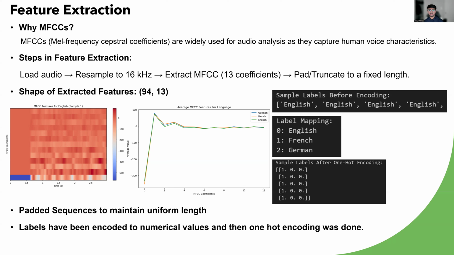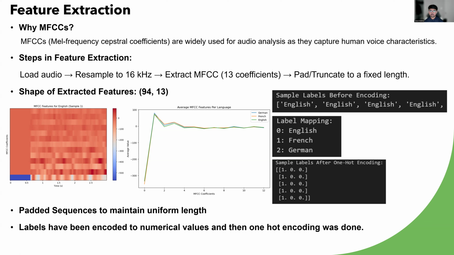Now we can see a heat map over here. It's a sample heat map for one sample of the MFCC features which are extracted. Here we can also see the average MFCC features per language, which is consistent across the three languages.